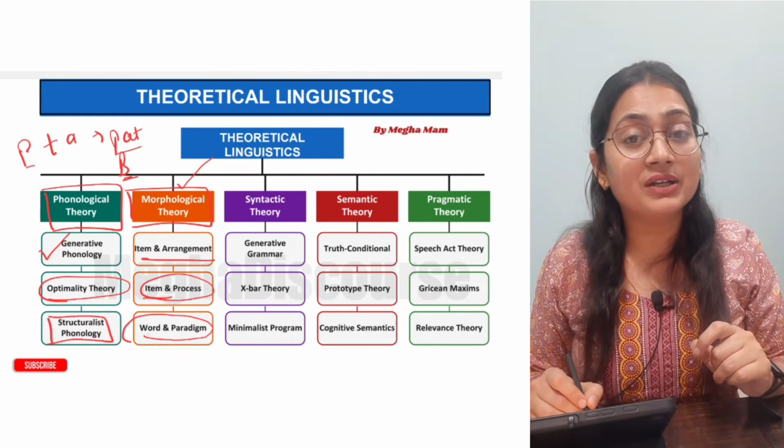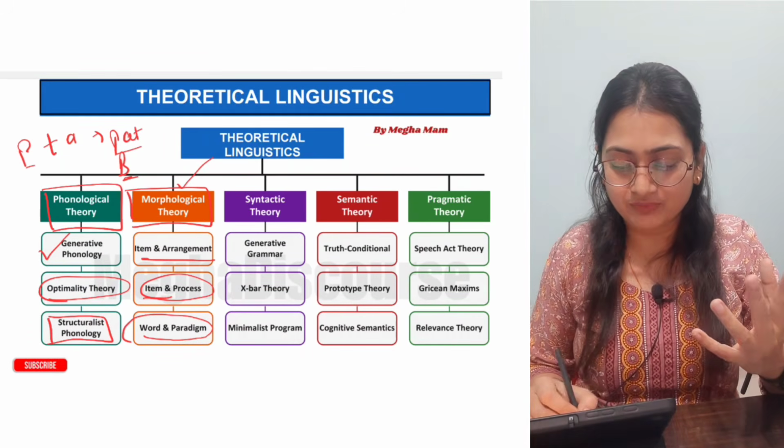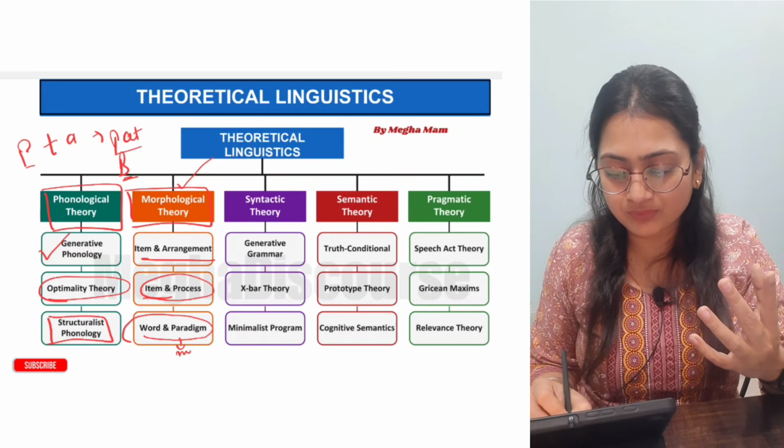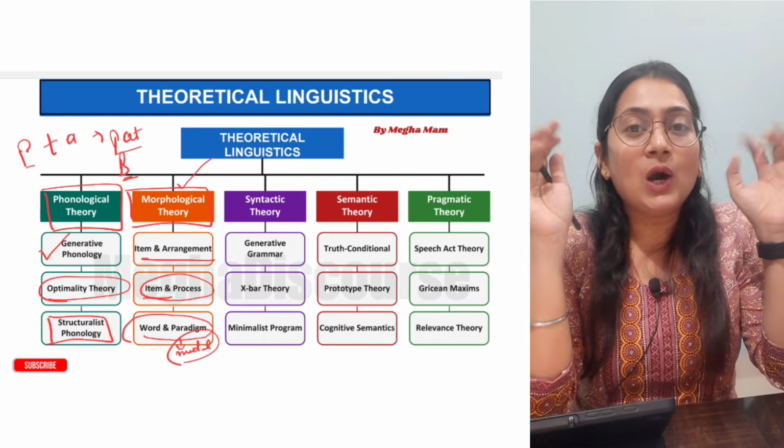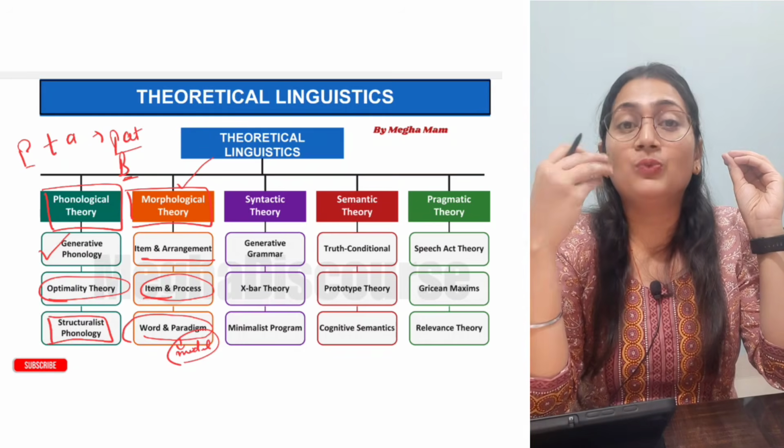Now we have word and paradigm. What is paradigm? Paradigm means model. That is, how the receiver receives the word formation, the word meaning.